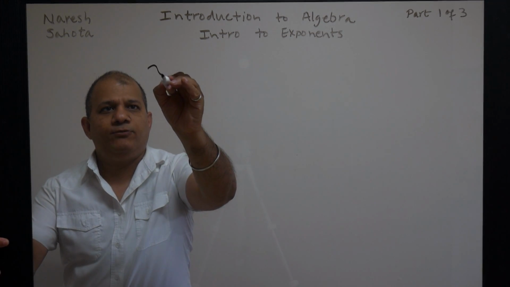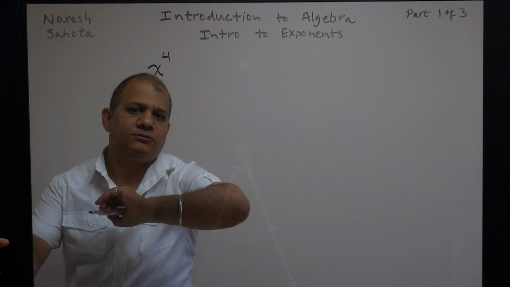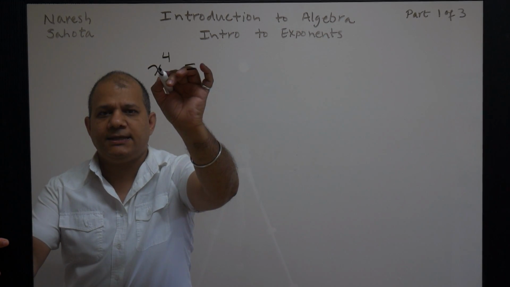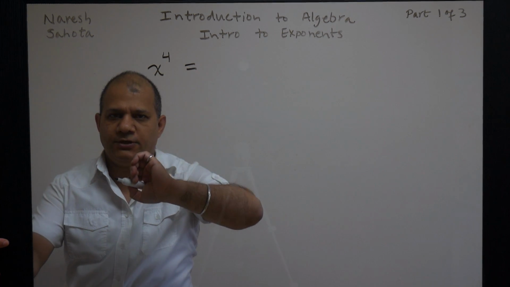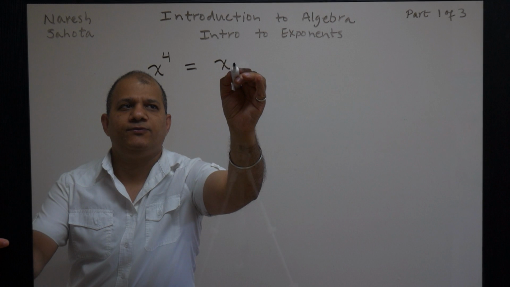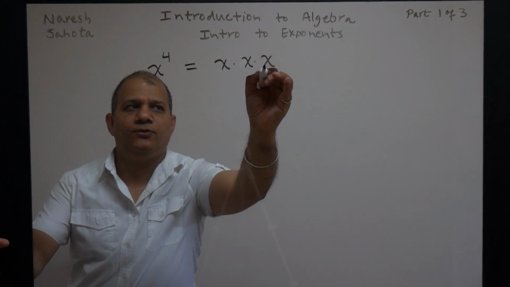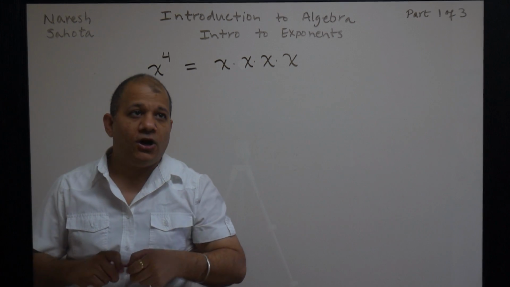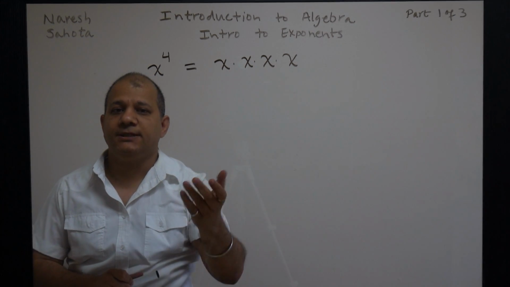So now if we have x to the 4, what does that mean? What it means is we multiply the base x 4 number of times, right? So the exponent is 4, we multiply the base 4 times. 1, 2, 3, 4. So x is multiplied 4 times, and this dot in the middle is a multiplication symbol.